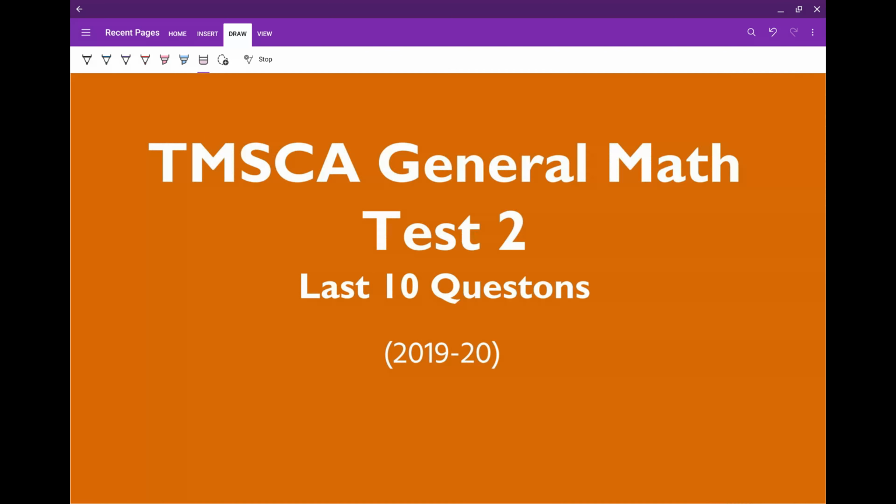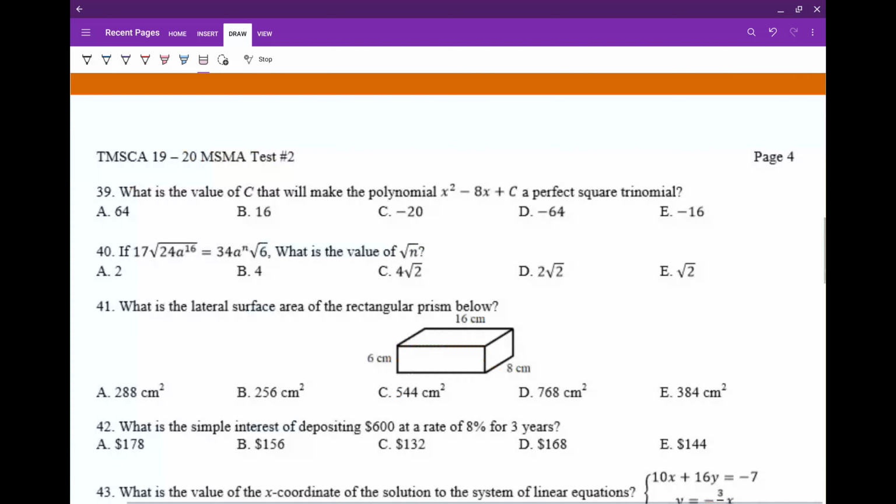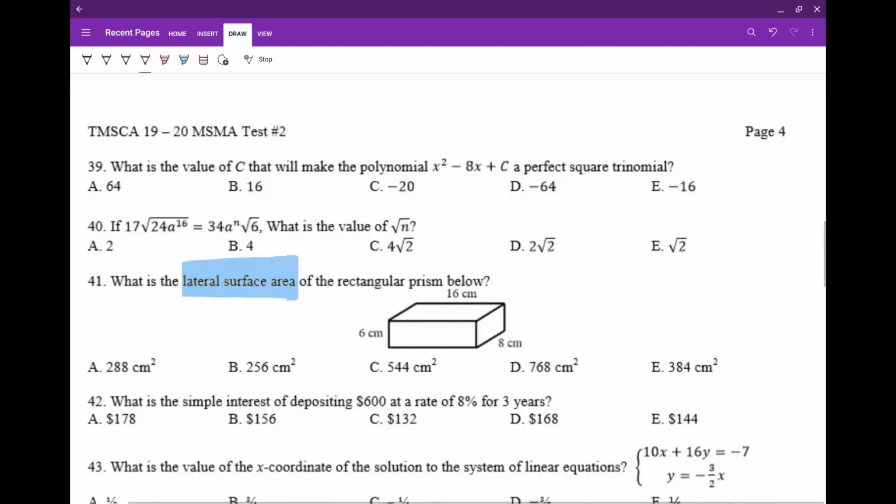Let's get on to question 41 of General Math Test 2. 41 is asking us for the lateral surface area of the rectangular prism that they give. There's the dimensions: 6 centimeters is the height, the depth is 8 centimeters, and the width is 16 centimeters. So the lateral surface area.